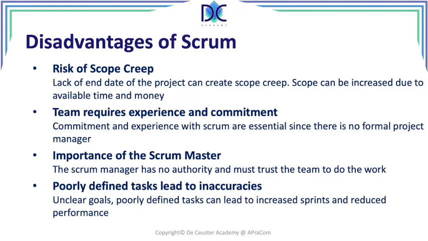Sometimes poorly identified or defined tasks can or will lead to inaccuracies. When we have unclear goals and poorly defined tasks, these can lead to increased sprints and reduced performance. So it's very important that we take into account all these disadvantages and assure that nothing happens, that we deal with them and that we understand what can go wrong and do something about it.